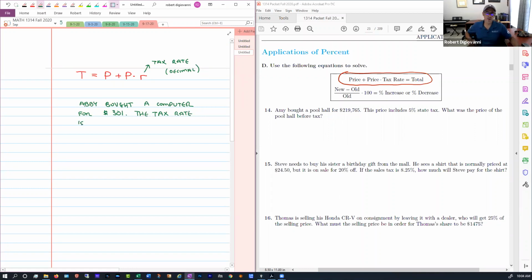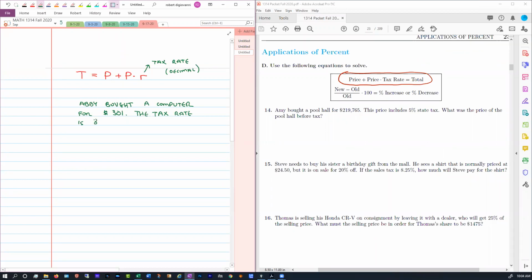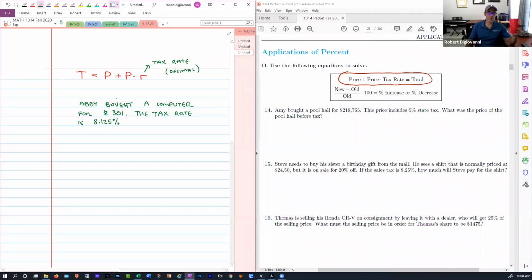is, and do y'all know that taxes depend on what city you live in? Taxes are different from city to city. So in San Antonio, I believe it's 8.125%. Maybe we should look that up, or do we care? No, we don't care. Okay, 8.125%. So the question is, how much did Abby pay total then? How much was her total?